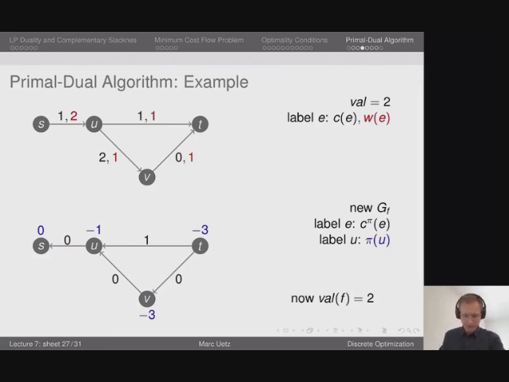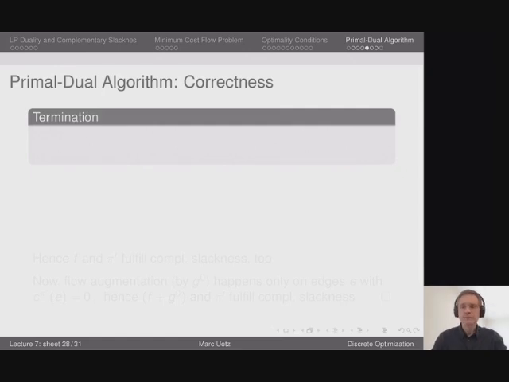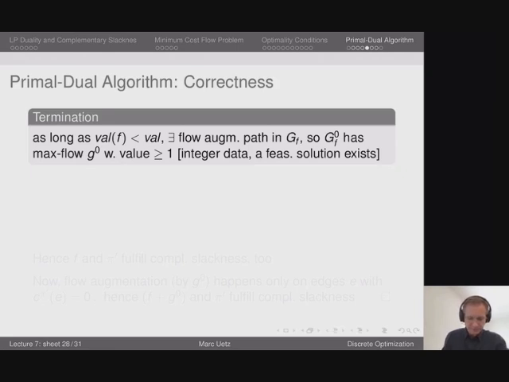Okay, so much for this example. So let us have a look at the correctness of the algorithm. Let us first convince ourselves that the algorithm really terminates, but that is simple. As long as the flow value is not what it should be, we will have an augmenting path in the residual graph. And that means, by definition of the subnetwork consisting of only the 0 reduced cost edges after we have updated the node potentials, that it will have a flow value of at least 1. So in each iteration, we are increasing the flow value by at least 1, and therefore we will terminate after a finite number of iterations.